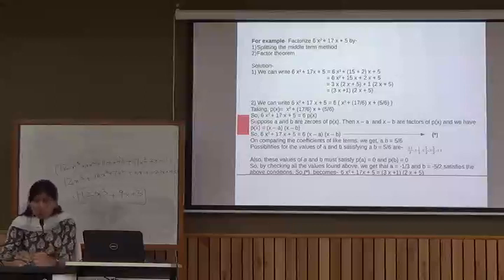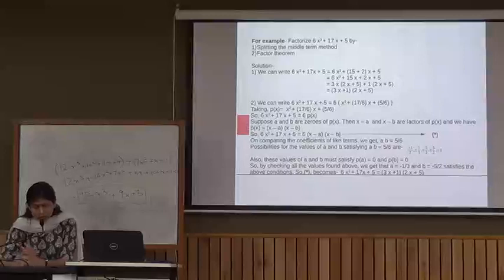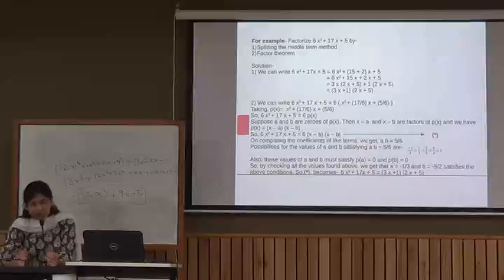Therefore, on opening the brackets, we get 6x squared plus 15x plus 2x plus 5, which is equal to 3 into (2x plus 5) plus 1 into (2x plus 5). Clubbing the terms together, we get (3x plus 1) into (2x plus 5). Therefore, we get the factorization by way of splitting the middle term method.